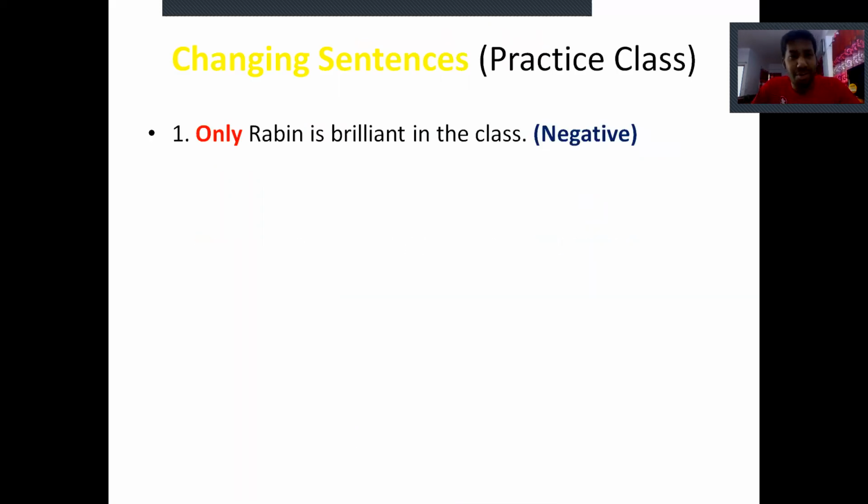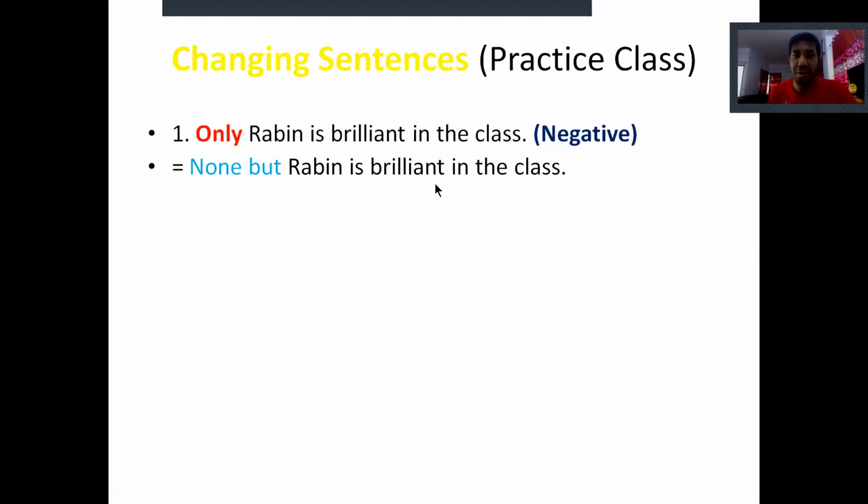Okay, the first sentence I'm showing: "Only Ravin is brilliant in the class." This sentence is in the affirmative. To make this sentence negative, we need to replace this "only," the word I have marked red, with "none but." You know that if there is "only" or "alone" in a sentence, we make the sentence negative by using "none but" to mean a person, "nothing but" to mean any object, and "not more than" or "not less than" if "only" or "alone" modifies any number. So here Ravin is a person, so we need to make it negative by using "none but." So this is the negative of the sentence: "None but Ravin is brilliant in the class."